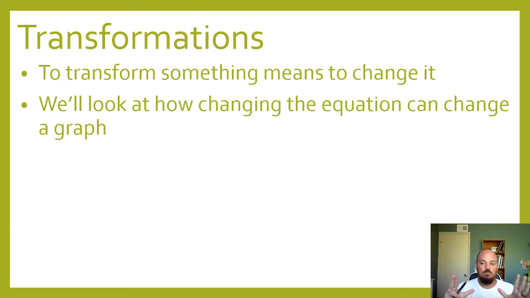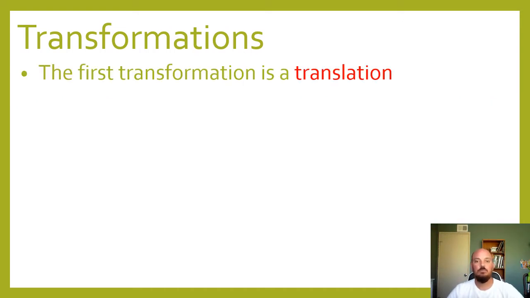If I take that absolute value of x equation, f of x equals absolute value of x, and I change it, maybe I add a +2 or a ×5 or something like that, we want to know what changing the equation does to the graph. So our first transformation, and I think it's probably the easiest one, that's where we're starting, is called a translation.